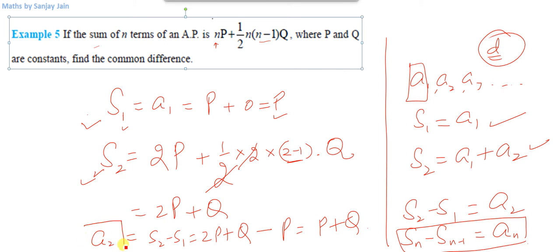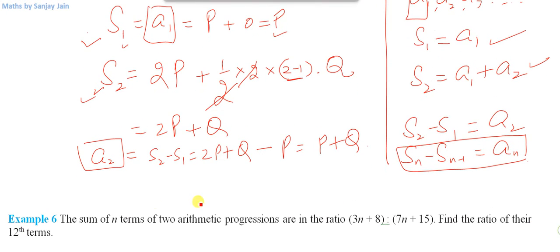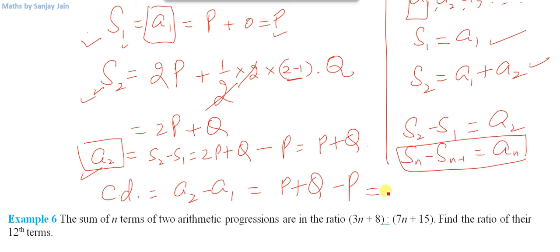Now I have got the second term, I have got the first term. Can I find the common difference? Yes, because second term minus first term will be the common difference. So common difference will be equal to A2 minus A1, that is p plus q minus p, which is A1, equal to q. This is your answer.